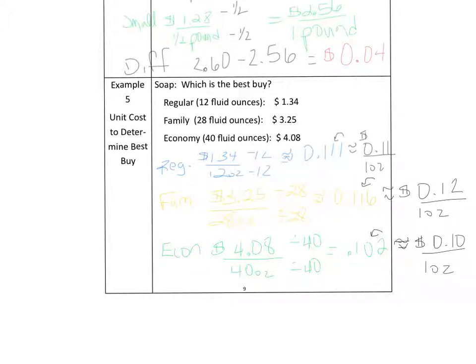When we look at these, we should note that I can pay 10 cents an ounce, 11 cents an ounce, or 12 cents an ounce. Even though the overall cost is more on some of these, or the cost of the bottles are different, the size of the bottles are different. And so when we take a look at this, we note that the regular size, I'm going to pay 11 cents for each ounce. The family size, I'm going to pay 12 cents for each ounce. Or the economy size, I'm going to pay 10 cents for each ounce.